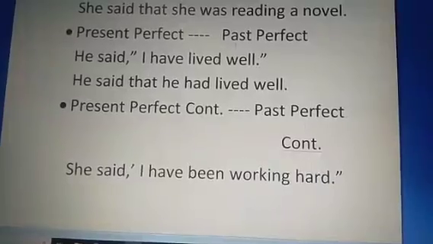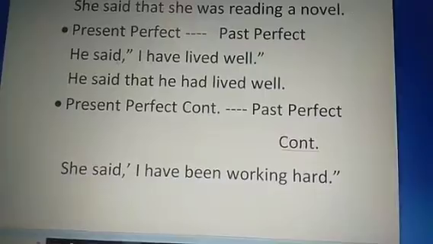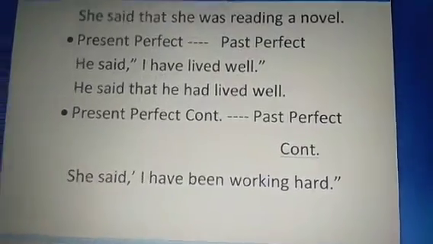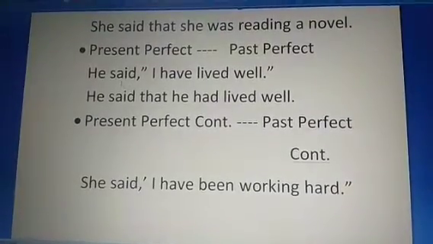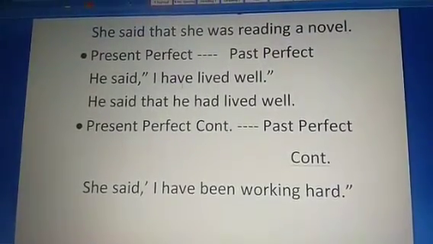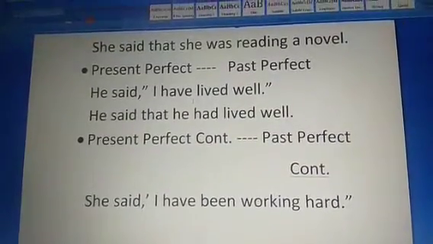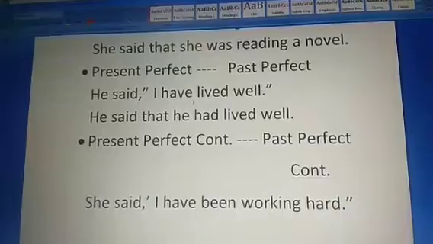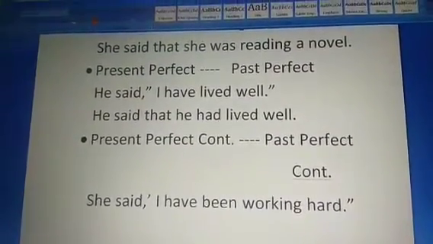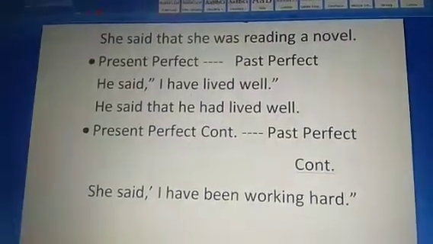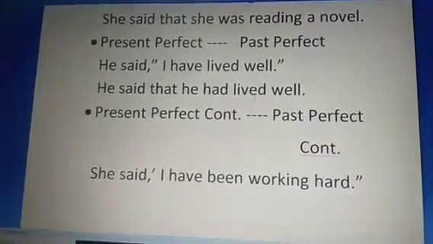Present perfect is changed into past perfect. And the example is, he said, "I have lived well." Now, said is the reporting verb. I have lived is the reported speech. And obviously said reporting verb is in the past tense, so the tense of the reported speech will have to be changed. And when the tense of the reported speech is changed, then the indirect speech reads like, he said that he had lived well. Now the tense of the reported speech has been changed into past perfect tense as per rule.